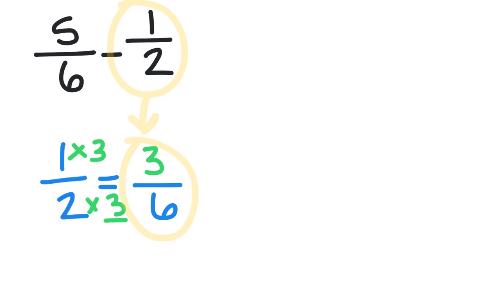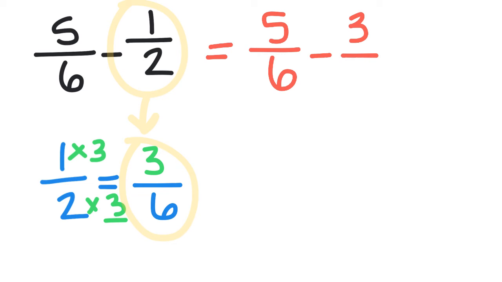So now I know that 1/2 is equivalent to 3/6. They're the same. Now I can go ahead and rewrite my fraction with my common denominators. So now it's 5/6 minus 3/6, since 1/2 and 3/6 are the same. 5 minus 3 is 2. The denominator stays the same.